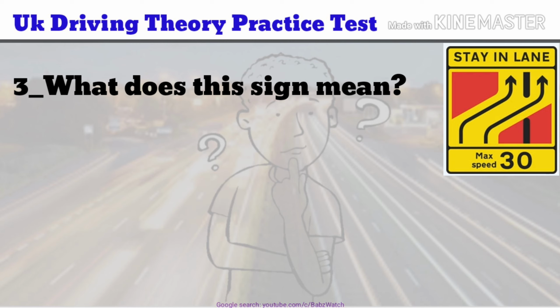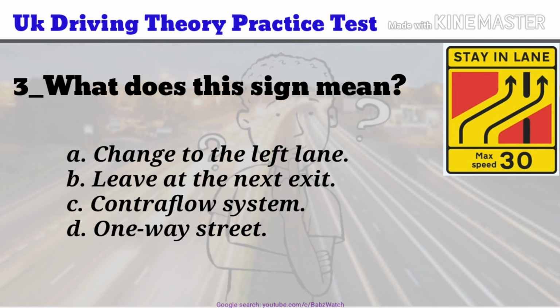UK driving theory practice test question 3 of 50. What does this sign mean? A. Change to the left lane. B. Leave at the next exit. C. Contraflow system. D. One-way street.